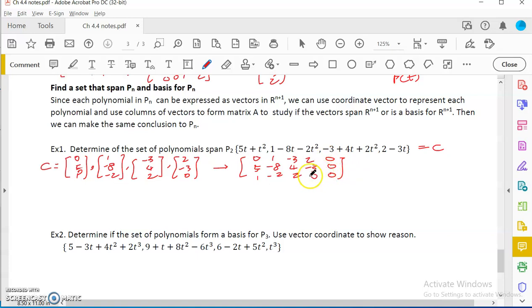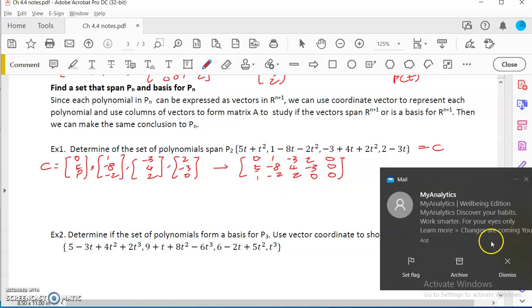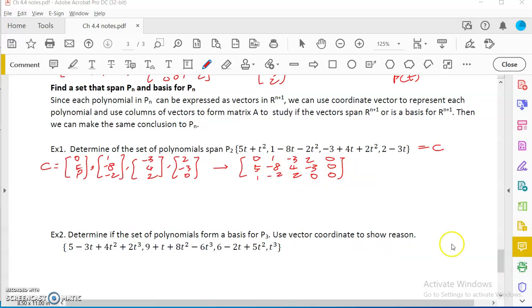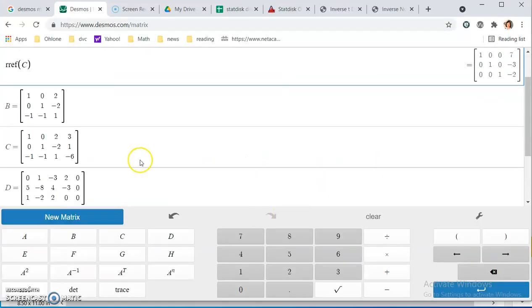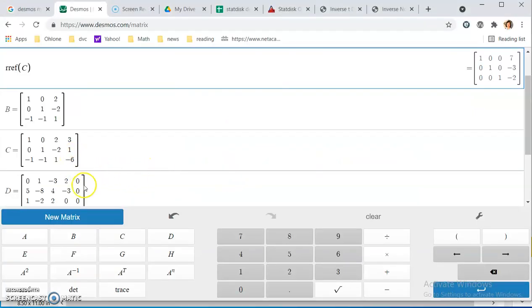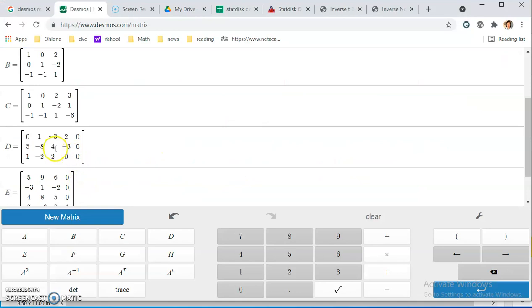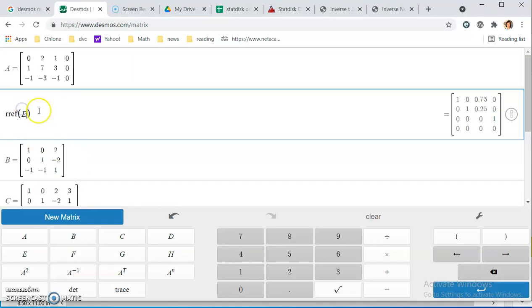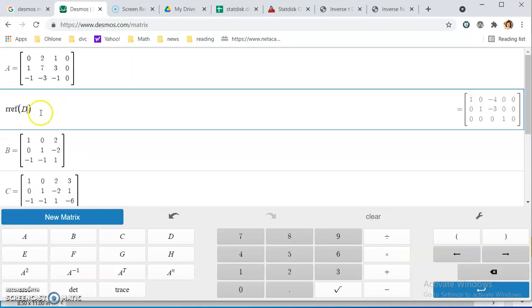So for you to span it, I have to have a pivot position in all rows. So see if it's possible. So do the augmented matrix and do RREF. So see what I have. So I have it here written 0, 5, 1, 1, negative 8, negative 2, right? And then 0, 0, 0. So it's in D. I do a reduced row echelon of D.